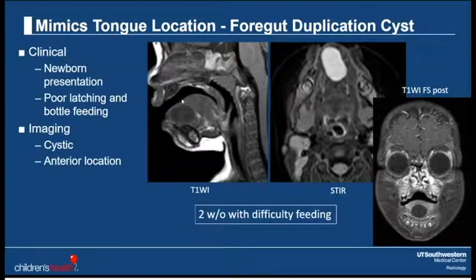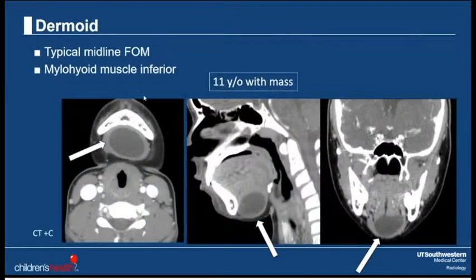Here's a T1 weighted image that shows an anterior lesion within the tongue that's hypointense on T1 weighted images, homogeneously hyperintense on T2 weighted images, and no enhancement on the post-gadolinium images, and this ended up being pathologically a foregut duplication cyst.